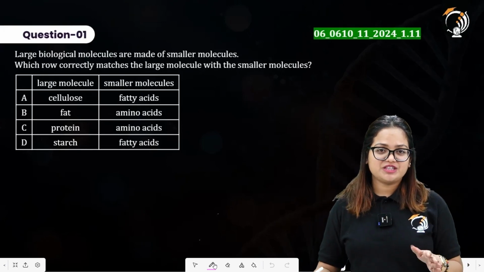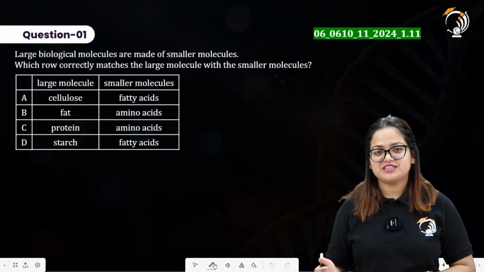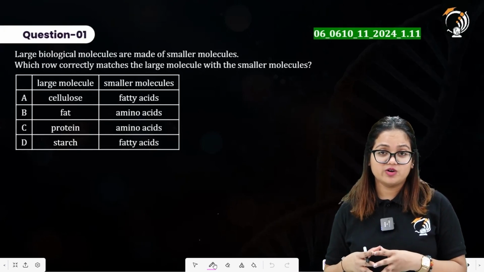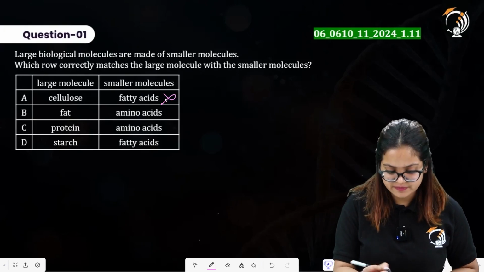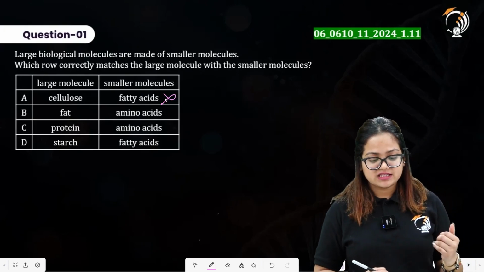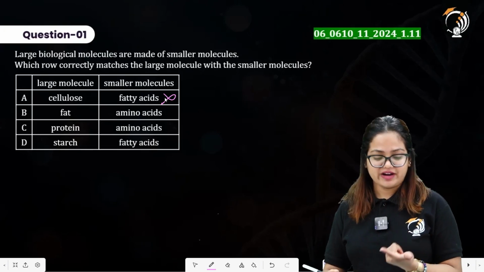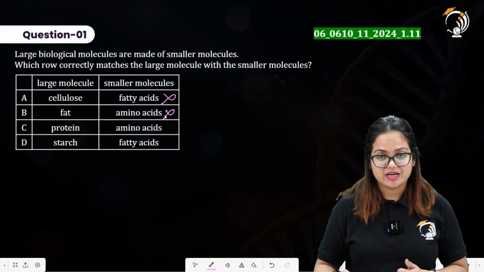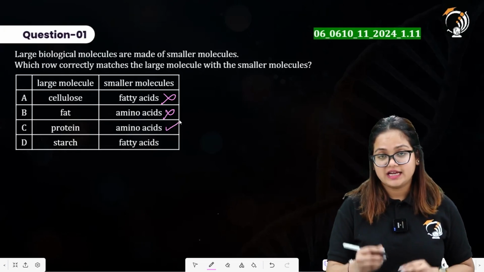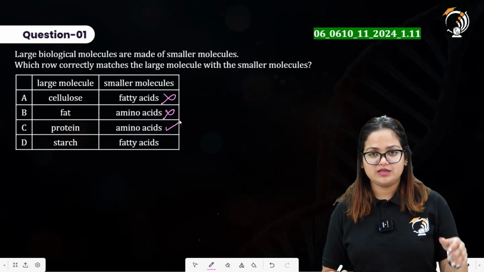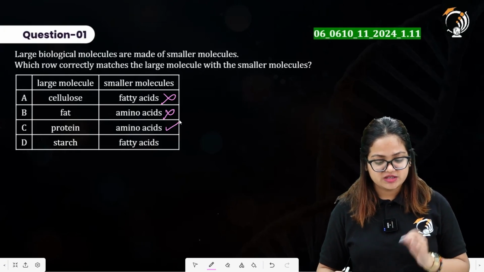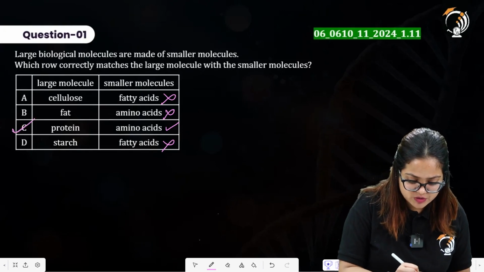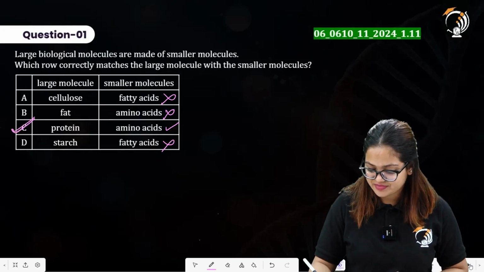Large molecules are present in the first column. Smaller molecules are present in the second column. Cellulose has smaller molecules of glucose and not fatty acids. Incorrect. Fat has smaller molecules of glycerol and fatty acids and not amino acids. Protein has smaller molecules of amino acids. Yes, these are the monomers linked by peptide bonds to form the protein molecule. Starch has smaller molecules of glucose and not fatty acids. We clearly have option C as our right answer.